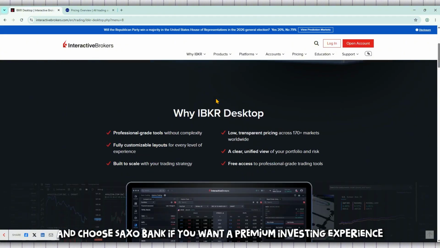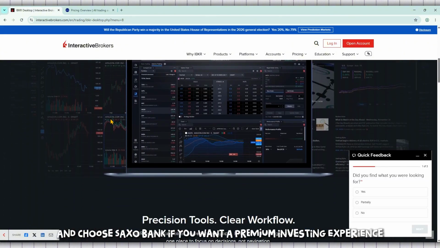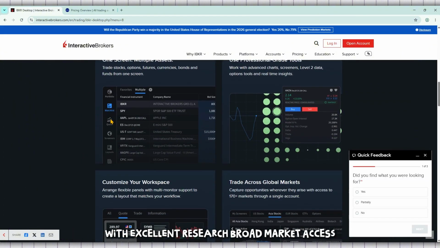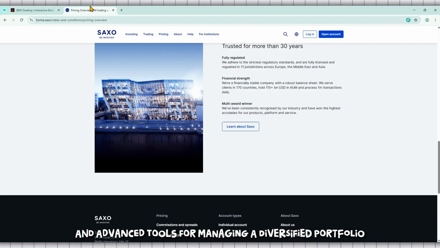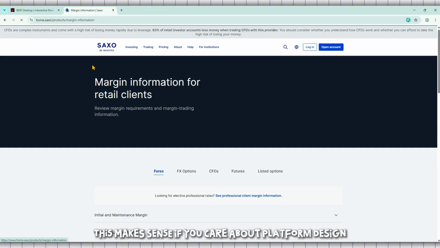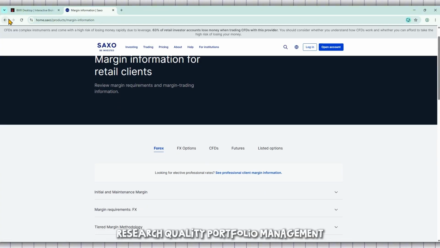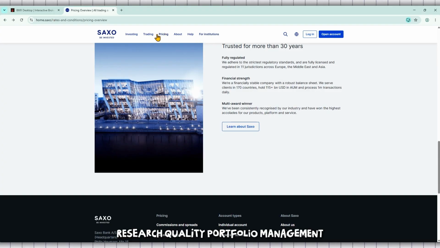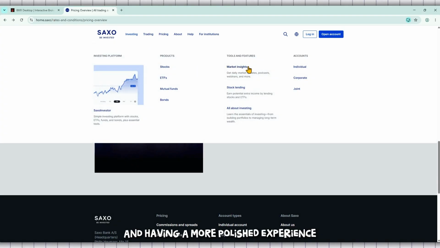And choose Saxo Bank if you want a premium investing experience with excellent research, broad market access, and advanced tools for managing a diversified portfolio. This makes sense if you care about platform design, research quality, portfolio management, and having a more polished experience while investing across different asset classes.